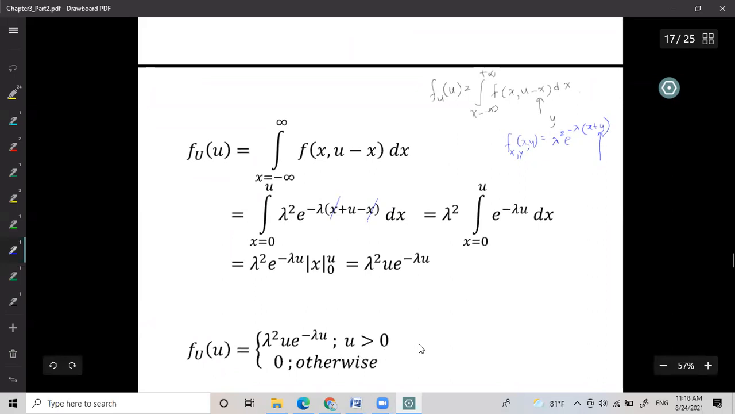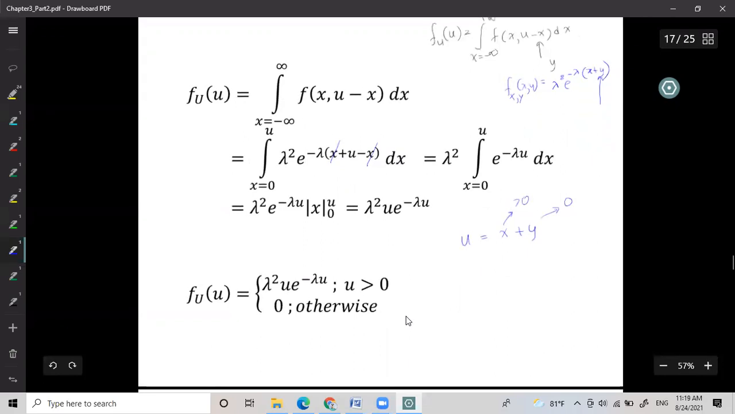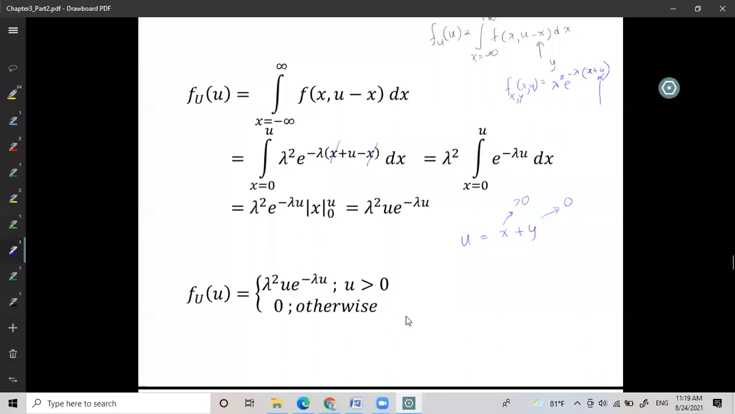And u is greater than 0. U is x plus y. X is greater than 0, y is also greater than 0. When you add them, u is also from 0 up to infinity, and 0 otherwise. So this is the final answer, the density function of x plus y, where x and y are two independent exponential distributions.